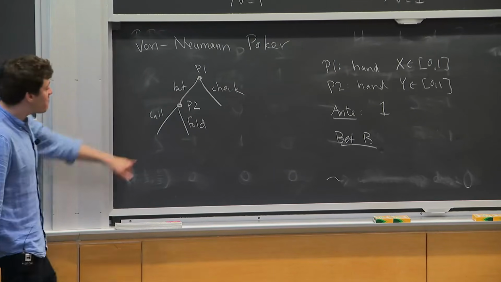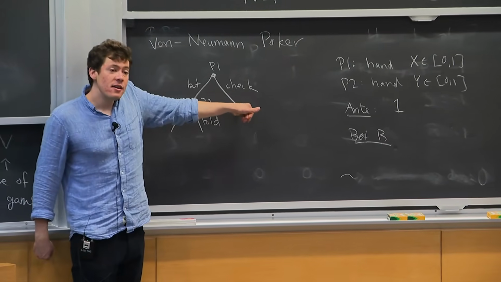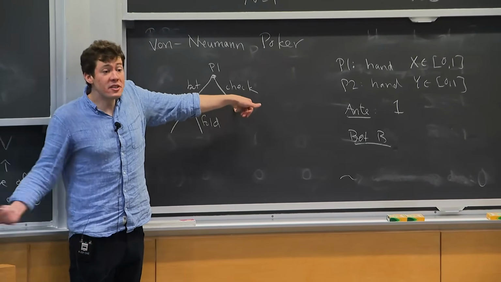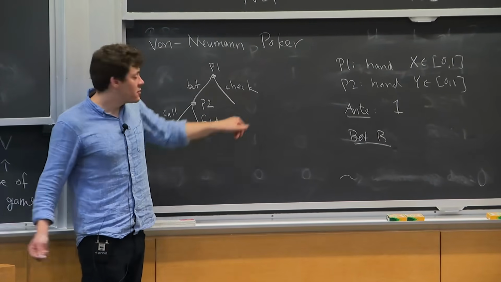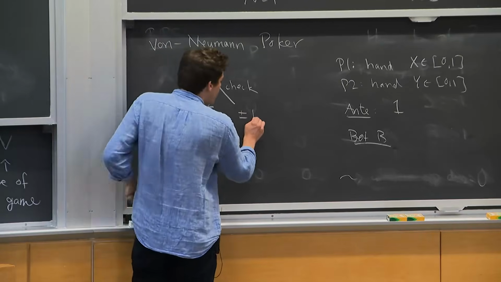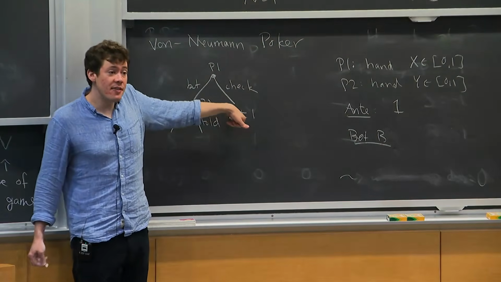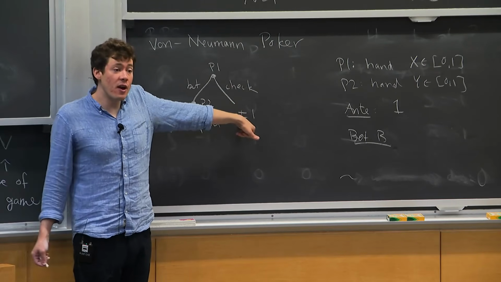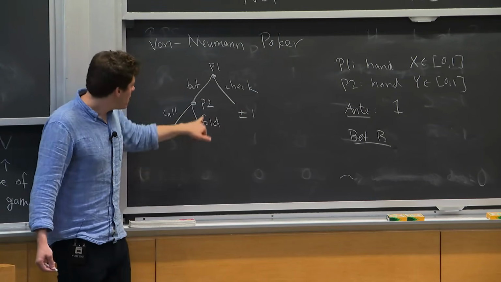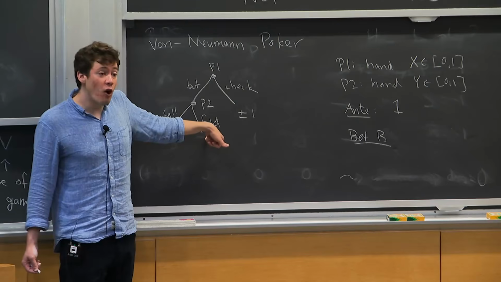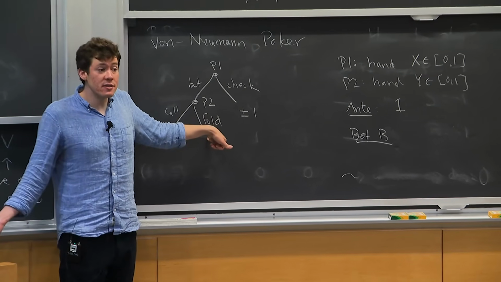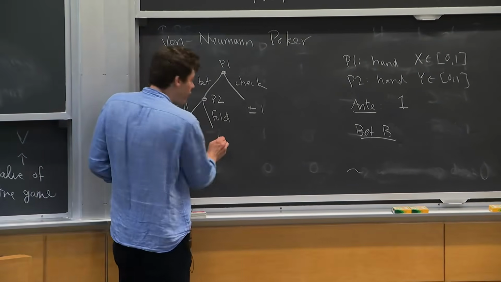And then what happens? Well, if player 1 checks, then whoever has the higher hand wins the pot. So I'll just write, it's a little vague, +1, -1. And this means if I check, we just compare our hands, and the higher hand gets 1, and the lower hand loses 1. If player 1 bets and player 2 folds, well, player 1 automatically wins. So player 1 gets a payoff of 1.